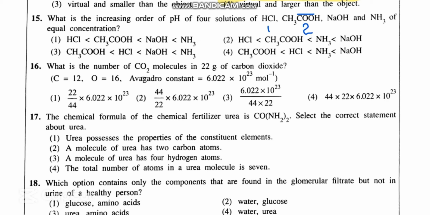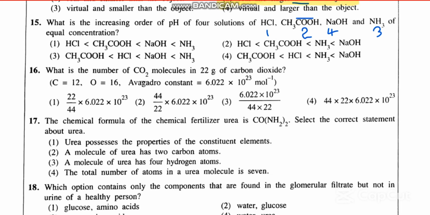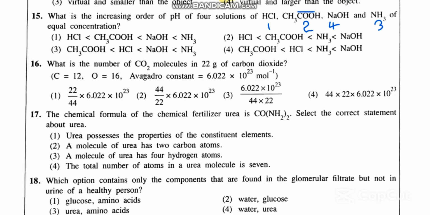Now you have sodium hydroxide and ammonia. The stronger base is sodium hydroxide. Then third it should be ammonia. Fourth it should be NaOH. So what is the answer? That is the second one, no? That is the second one. Okay. So there you should know strong acids, weak acids, weak bases, and strong bases, and then you can easily answer this question.